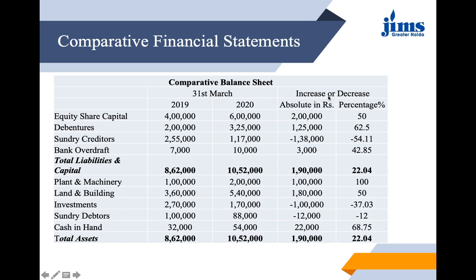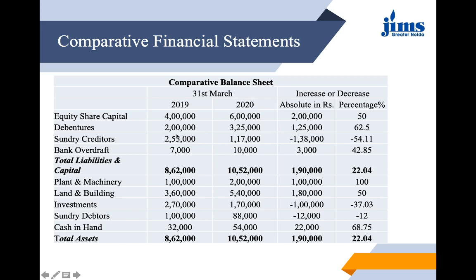Increase or decrease we are finding out, and in this particular column, we are finding out absolute increase or decrease in rupees. You can see some amounts are in negative also, some are decreased also, and then we are calculating the percentage thereof. Now let us see how we are checking. This is the year 2019 and this is 2020. Here the equity share capital was 4 lakh and here it got increased to 6 lakh. So for that reason you are able to see the absolute difference of 2 lakh rupees. Same ways debentures were for 2 lakh and now it has got increased to 3 lakh 25,000. So there is an absolute increase of 1 lakh 25,000.